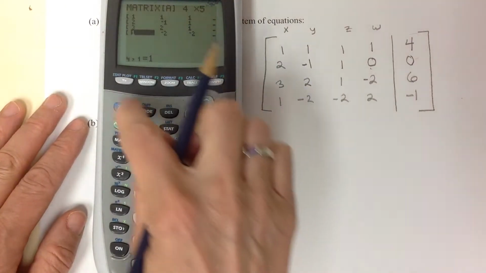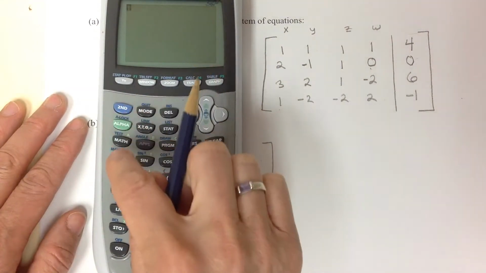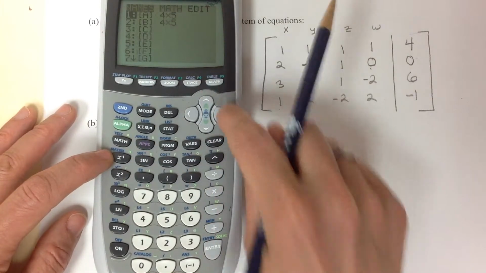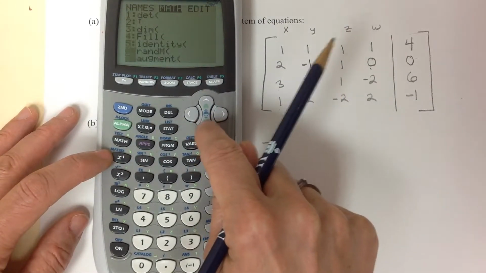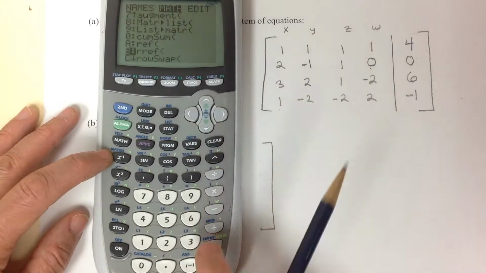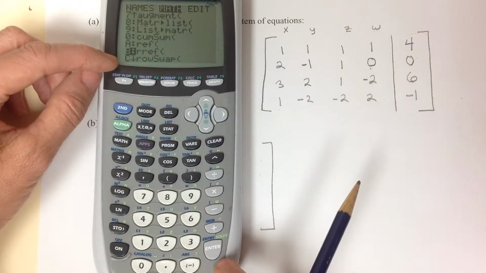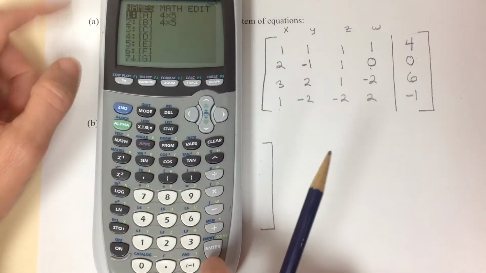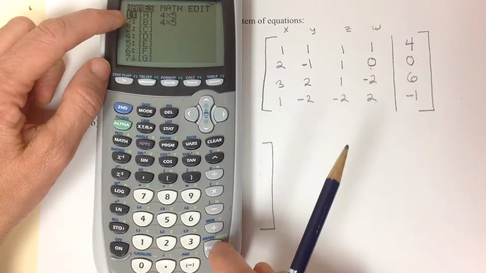Okay. Alright, so now I'm going to quit out of this, go back into my matrix menu, second, x to the -1. Now I want to do math. So page over to math, and go down to where you see RREF. Make sure it's RREF, not just REF. Hit enter. And now I need to tell the calculator which matrix. So back into the matrix menu, under names, I put this in matrix A.